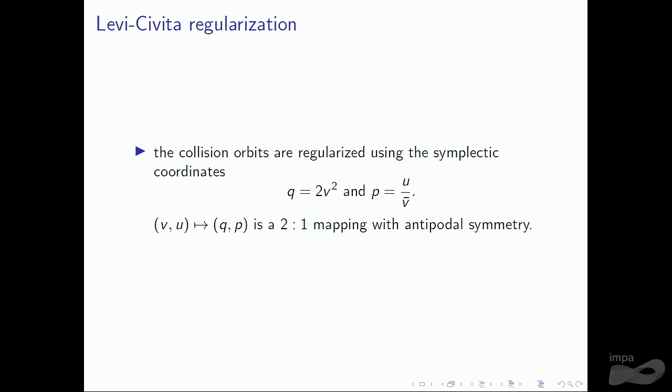But it's a 2-to-1 map. For instance, if instead of taking V and U, you take minus V and minus U, it will go to the same point, Q and P. So in this regularization, we have this antipodal symmetry, and they will correspond to the same point in the original system with coordinates Q and P. Okay? But it's a very nice regularization.